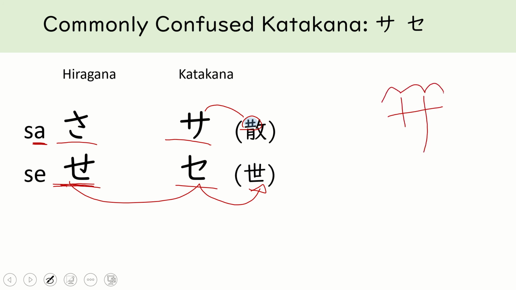The sa was the character that we can kind of divide into threes in both ways. And then hiragana se and katakana se.